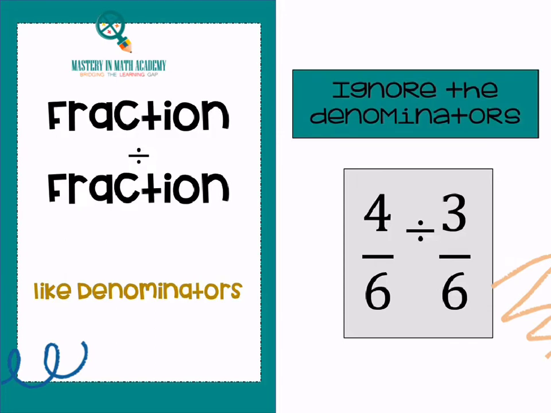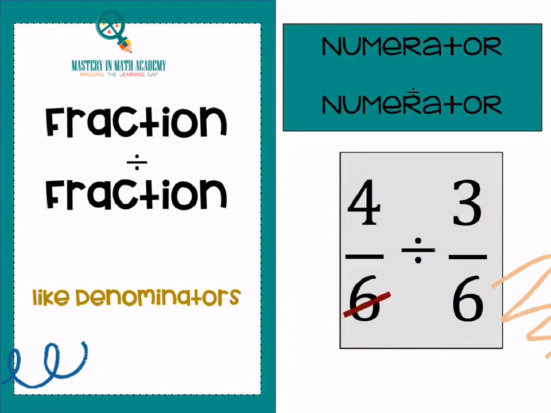Yes, we are going to ignore the denominators. Make sure if they're the same, you just ignore them. You can just cross it out or put an X or whatever you want to put to show that you're ignoring them. Because you ignore your denominators, now you need to focus on your numerator. So you're going to do numerator divided by numerator. And you have 4 divided by 3.